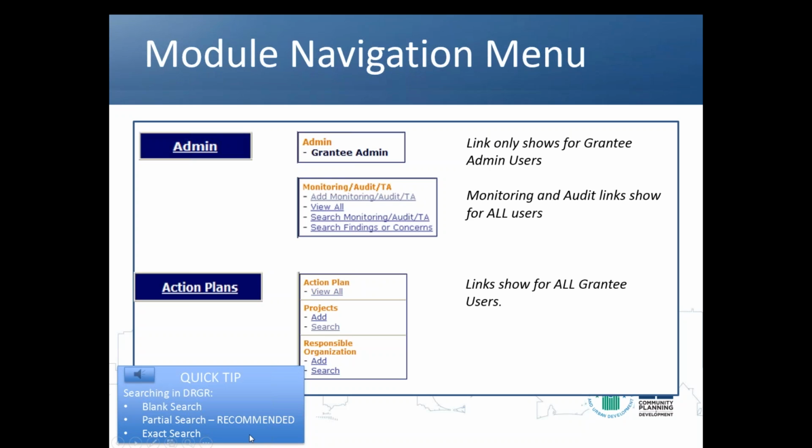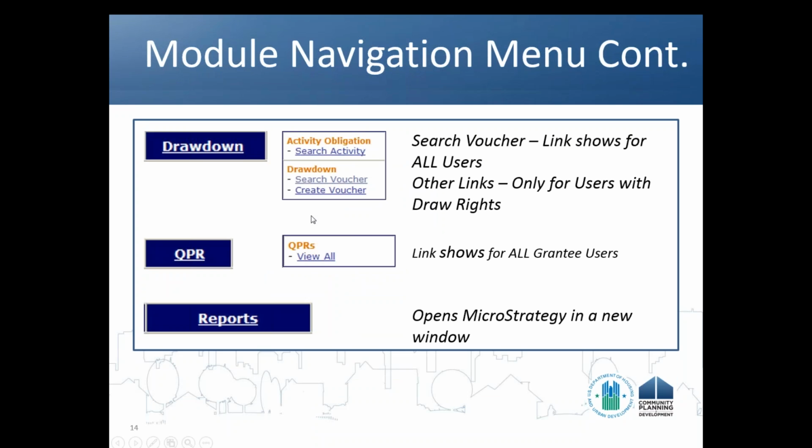The last is the exact search, and that's when you fill out every item and do an exact search, which really minimizes your results to exactly what you are looking for. That can be helpful, but remember, there are usually several people in the system, and so a partial search is usually recommended. Here's a couple more examples of different module navigation menus that you might see.